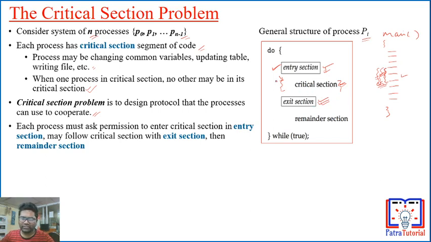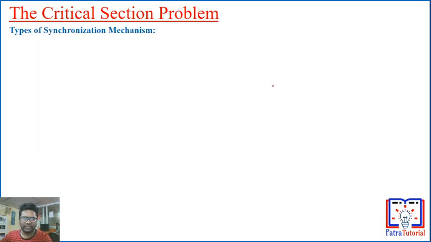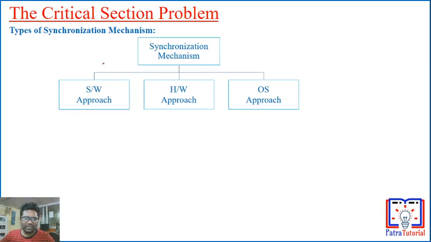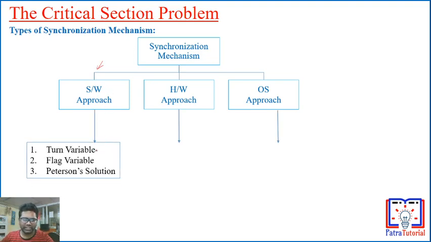Or rather, the different approaches to process synchronization. There are different synchronization mechanisms, three different solutions in all. The first one is the software approach, in which we will study three things: the turn variable, the flag variable, and Peterson's solution. These three things I will discuss in the software approach.